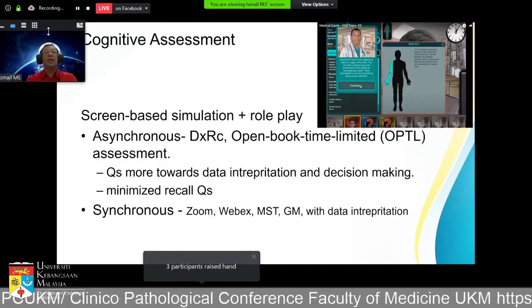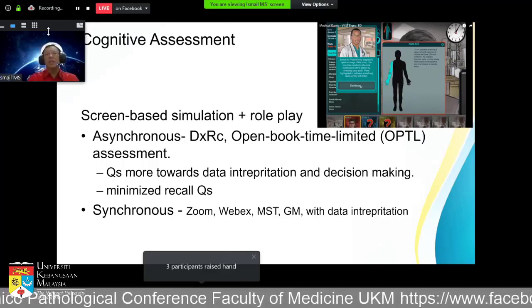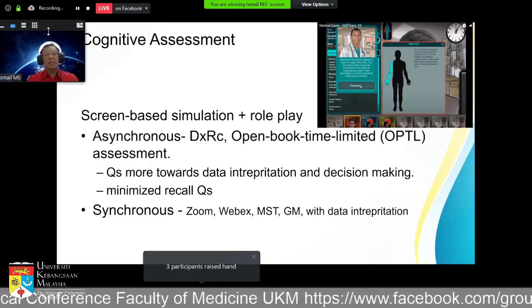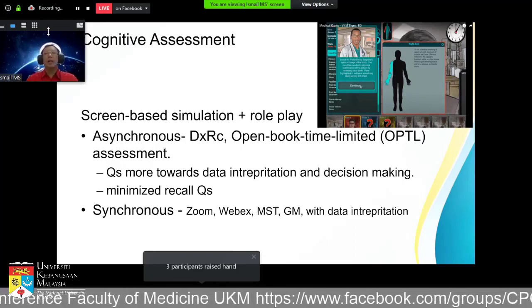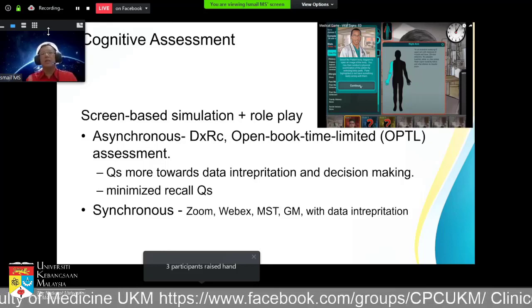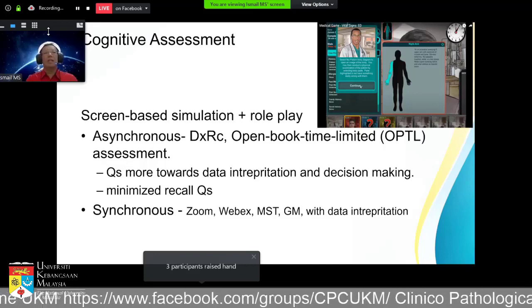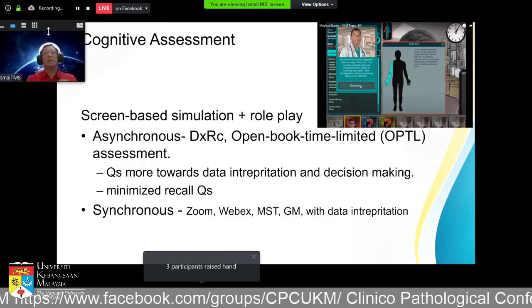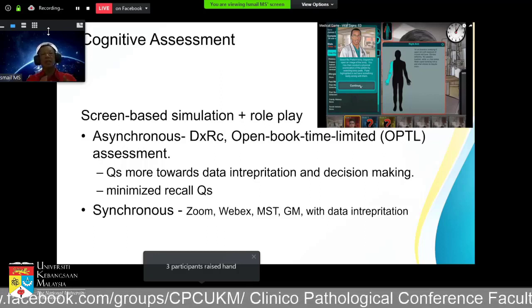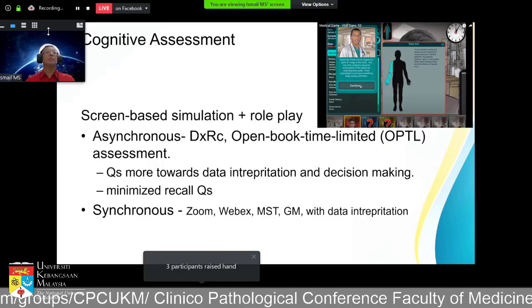Or if you want to do an asynchronous thing, we can do one of this in terms of assessing knowledge. We can do open book time limited. I call it OPTL assessment, where we give questions and then we limit the time, and basically we can put questions more towards data interpretation or decision making, so that even though it's open, there will be no pages that they can go through and just fish out the answer from there. And we have to minimize recall questions. So this is one if you want to do assessment in terms of cognitive with asynchronous technique.